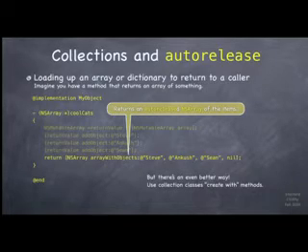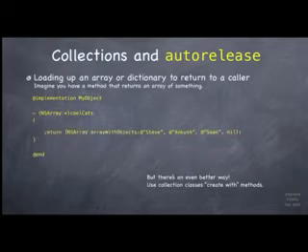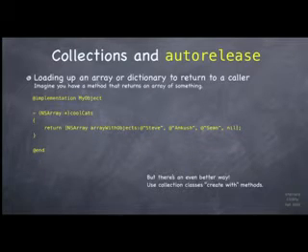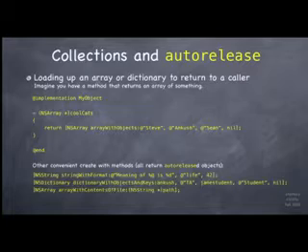Okay? And this method, array with objects, it doesn't start with alloc or new or copy, so it returns an auto-release thing. Okay? So that's it. Does that make sense? How we do that? And there are lots of other convenient methods for creating objects that are in this auto-released state from the start.